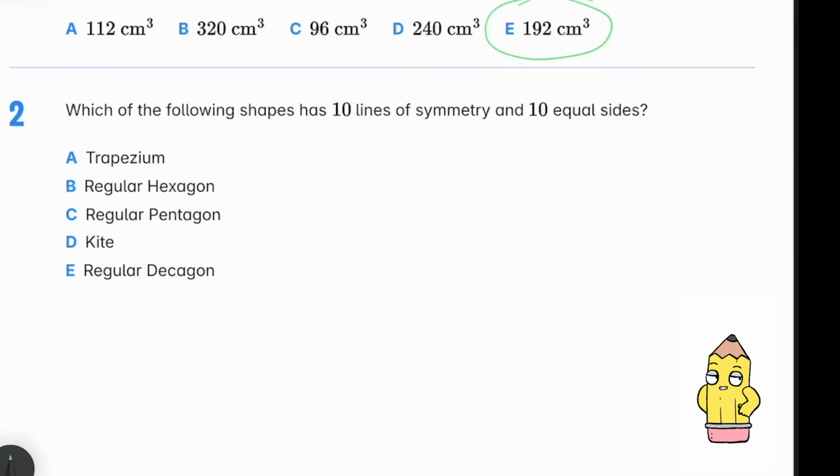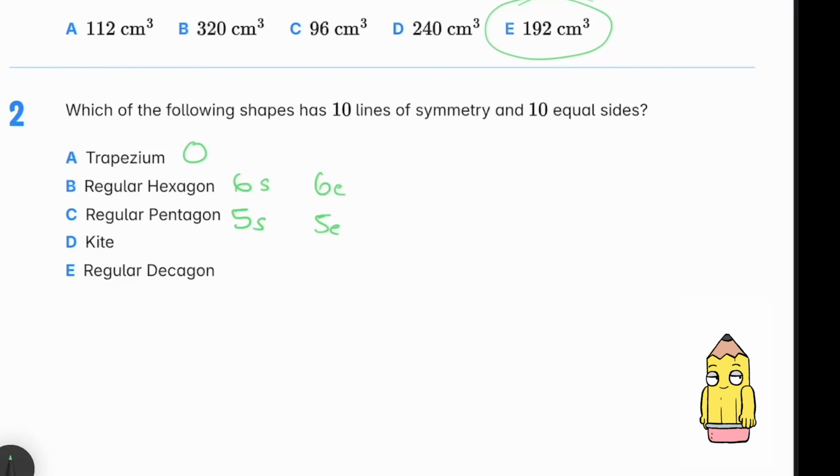Question 2. Which of the following shapes has 10 lines of symmetry and 10 equal sides? Well, let's go through each shape and count the lines of symmetry and the number of equal sides. So starting off with a trapezium, as it does not say right-angled or isosceles, then this has 0 lines of symmetry and 0 equal sides. We have a regular hexagon that we know has 6 lines of symmetry and 6 equal sides. We've got a regular pentagon, so that's got 5 lines of symmetry and 5 equal sides.